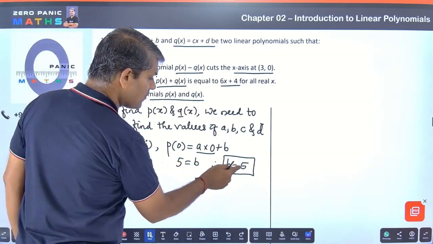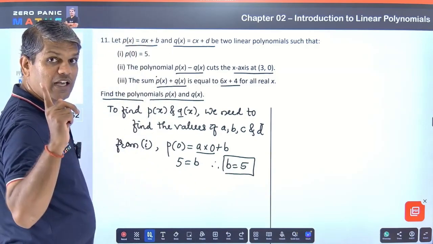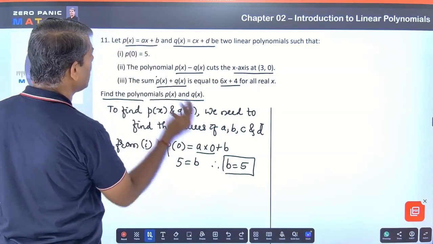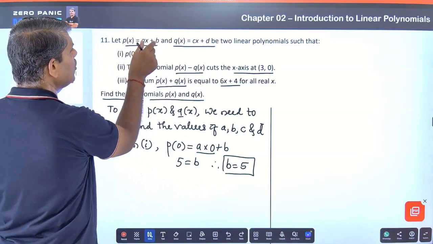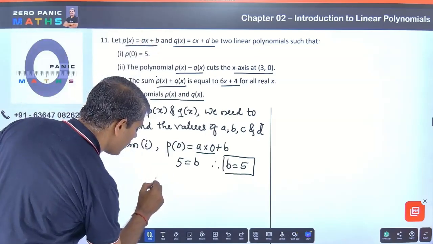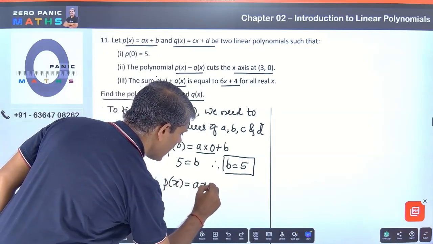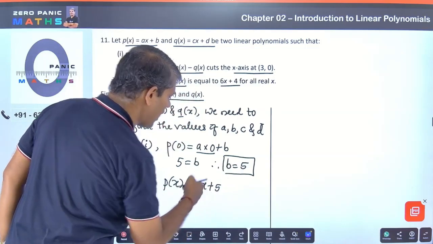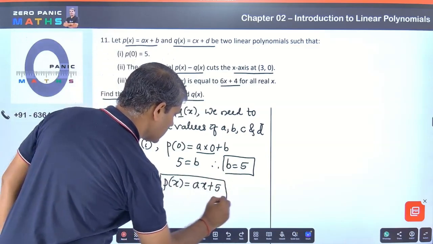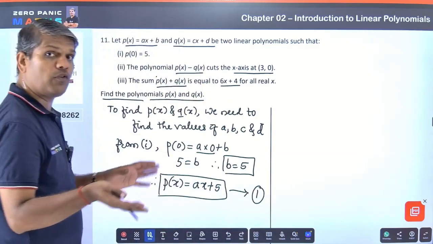Now if I substitute b equal to 5 in p of x equals ax plus b, listen to me carefully, I'm just substituting the value of b because I got it. I can reduce this linear polynomial, therefore p of x is equal to ax plus 5, because I already got the b value. Understood this? Okay, now let us mark this as equation 1. It will be useful for us later.